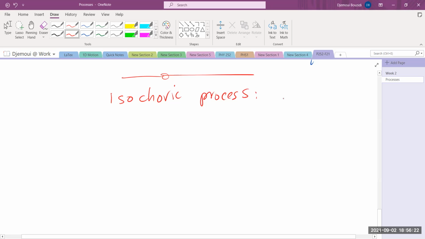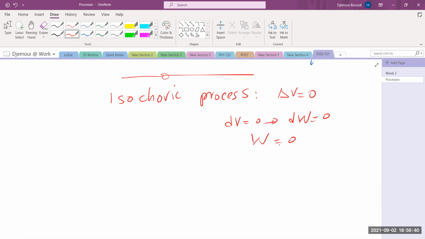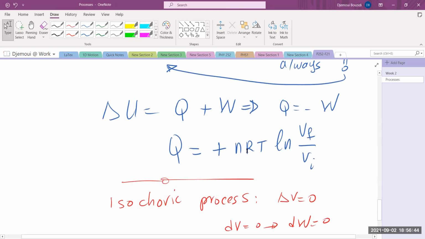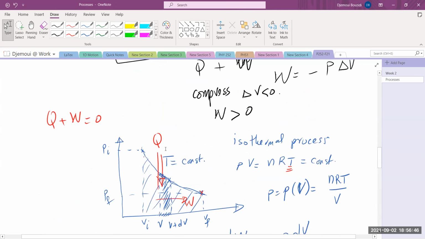So in this case, delta V is equal to 0. Since delta V is equal to 0, that means dV at any point is equal to 0. That means dW is equal to 0. That means W is equal to 0. Integrate 0 over bounded limits, because this is a bounded integration, and you're going to get 0. It's a constant evaluated between two ends. It's going to be 0 no matter what. In other words, going from this volume to this volume, there is no area. That's what the work is.